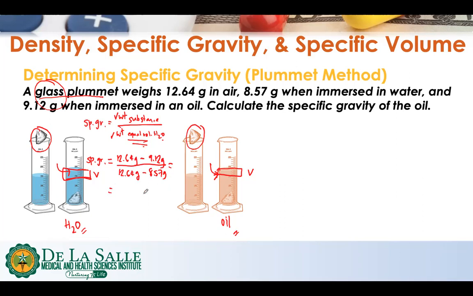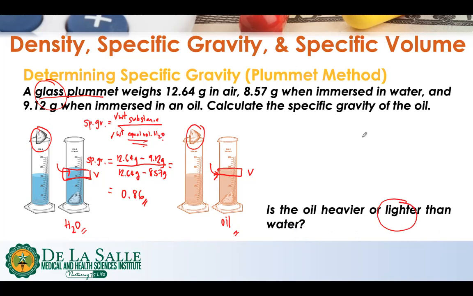So calculating these numerical values, we get an answer that is equal to 0.86. Take note that when the specific gravity is less than 1, it means to say that the substance is lighter than water, and most oils are lighter than water. So, is the oil heavier or lighter than water? We can say that the oil is indeed lighter than water.